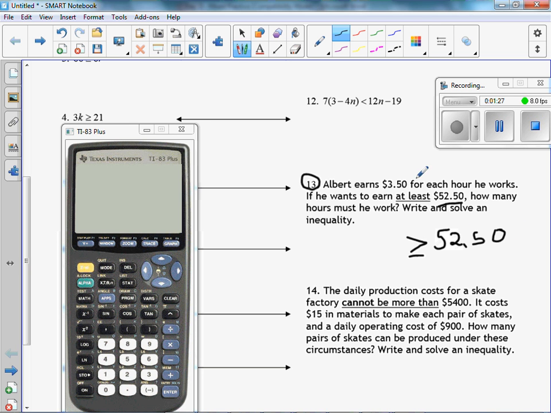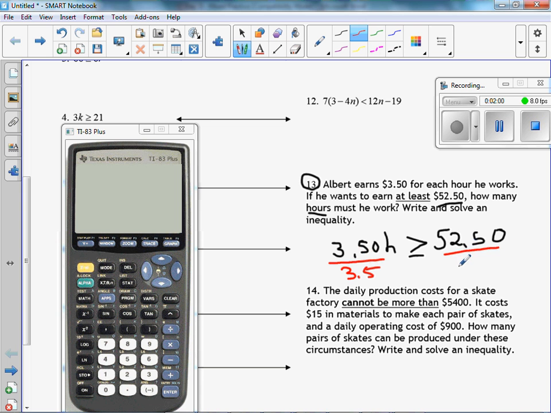Now, what else do we know? We know he earns $3.50 an hour, right? So we want to know how many hours must he work. So what we're going to do is divide both sides of the inequality by 3.5.